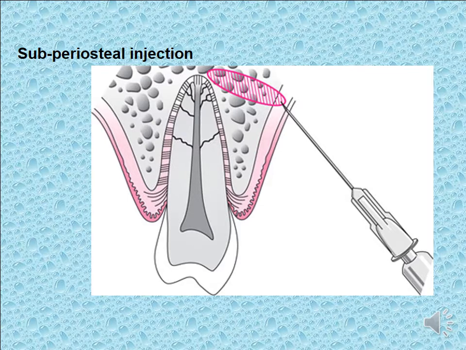Another type of infiltration technique is sub-periosteal injection, which means beneath the periosteum. When you insert the needle within the mucosa and reach the periosteum, you must make a bubble and penetrate the periosteum, so the local anesthetic solution is deposited beneath the periosteum.